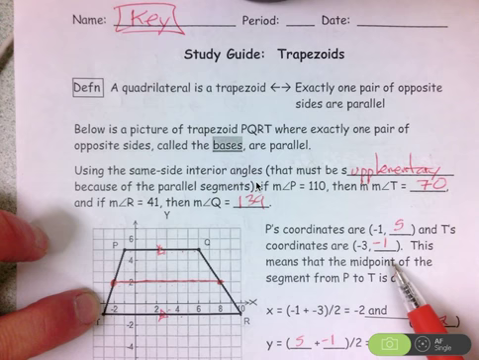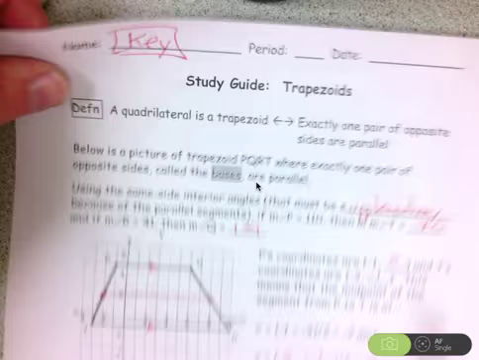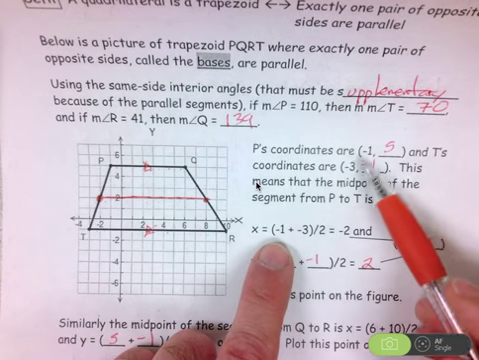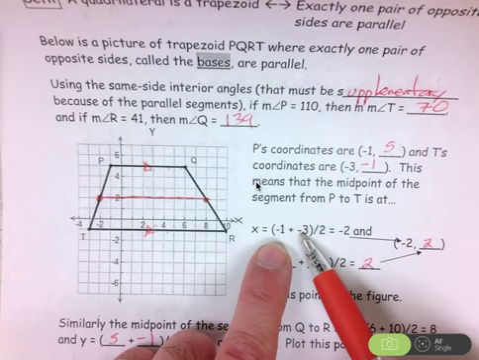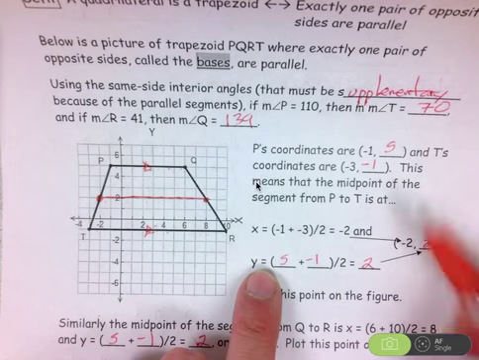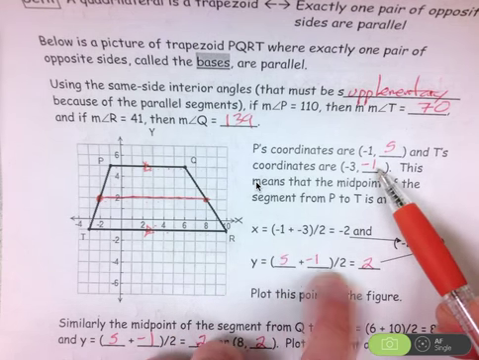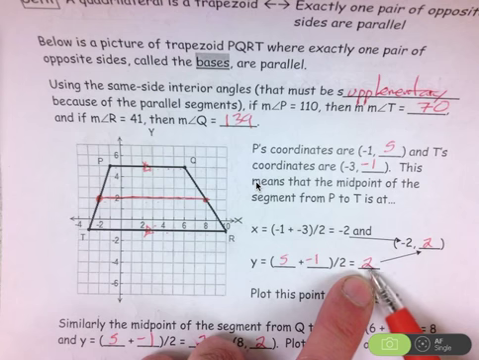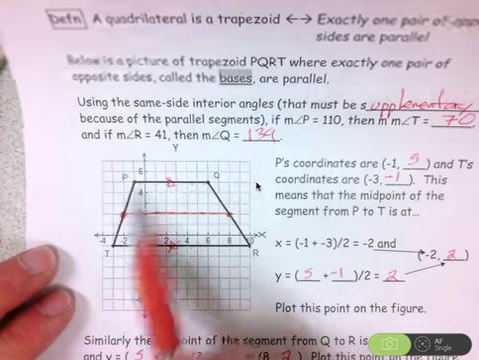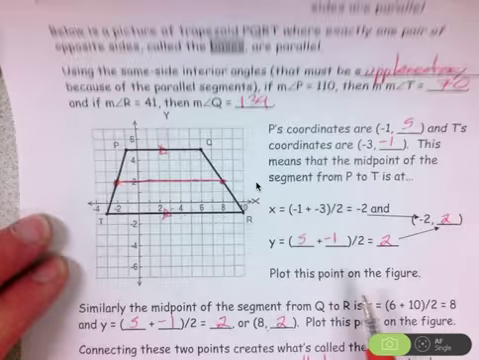So to find a midpoint, all you do is average the x and y coordinates, and that's what I was trying to remind you of. So the two x coordinates are -1 and -3. If you add them and divide by 2, you get -2. The y coordinates are 5 and -1. If you add them and divide by 2, you get 2. So -2, 2, that is the midpoint of the segment PT. I wanted you to plot that.